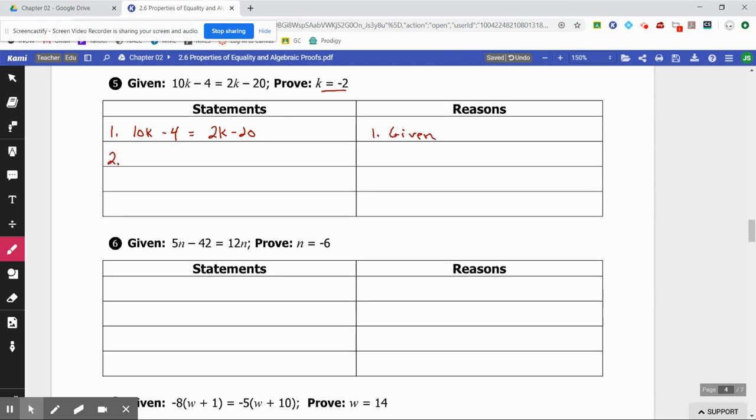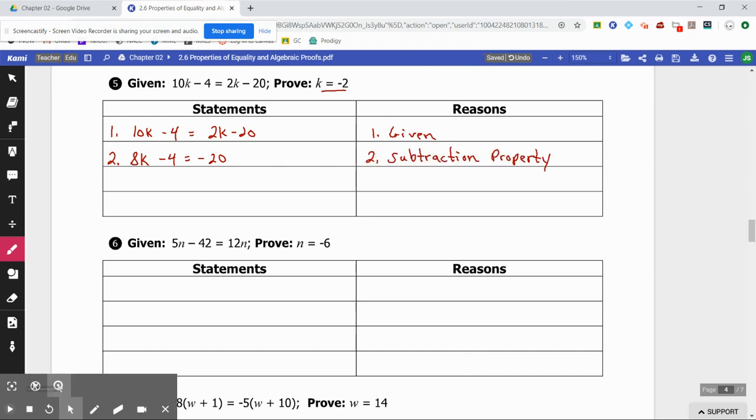To do that, I'm going to move my 2k's to the left side by subtracting. When I subtract 2k's from 10k's, I now have 8k's. Bring down the minus 4. 2k's is now gone. Bring down the minus 20. And again, I subtracted, so that would be your subtraction property.